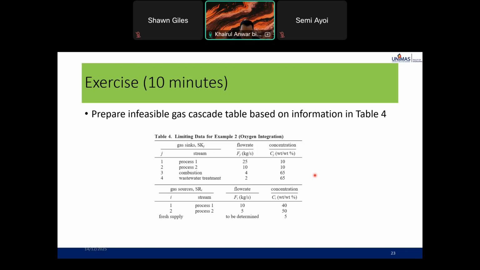Then for the source, limited to 3. So process 1 and process 2. For 10 and 5, we do the source minus sink. This is another column.